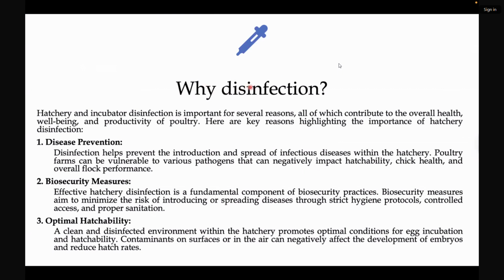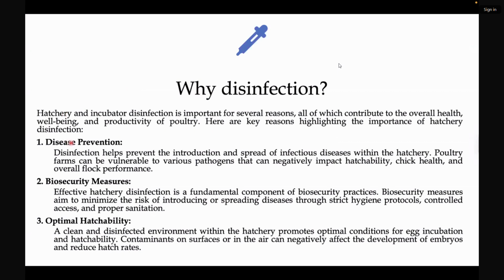Now the question comes, why disinfection? In fact, this question should come earlier than knowing the process of disinfection, right? So why should we go for this? Because this will cost money, this will cost time, and labor. So why do we go for these? Why cannot we skip the disinfection process?